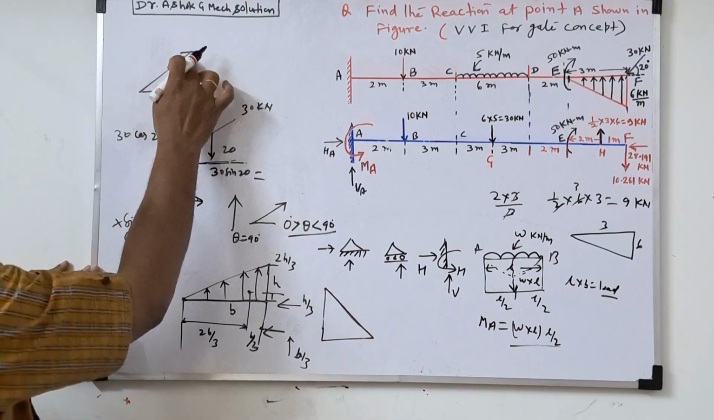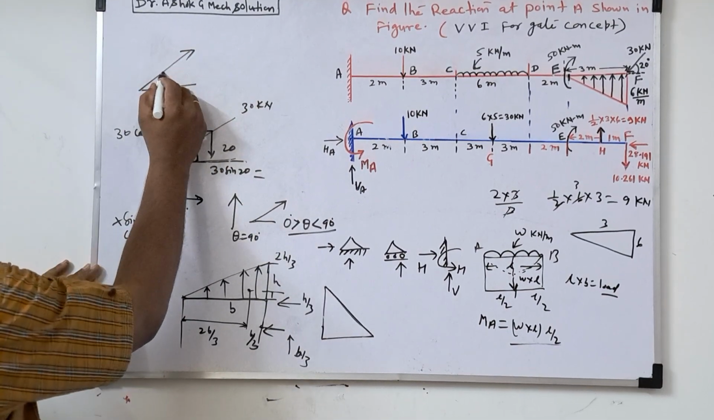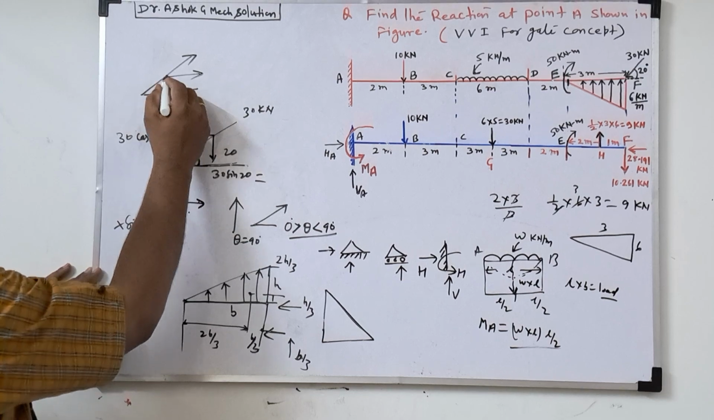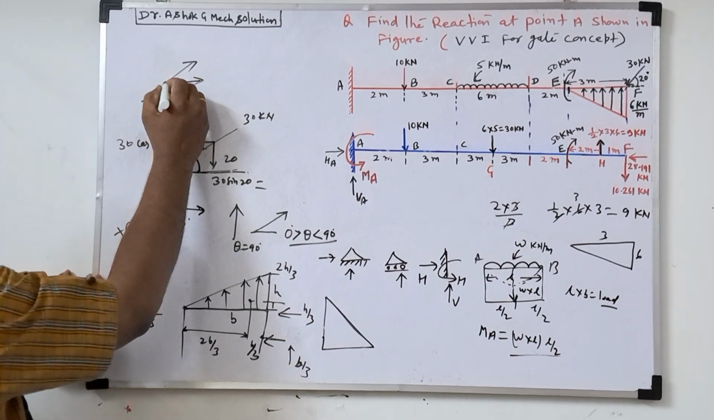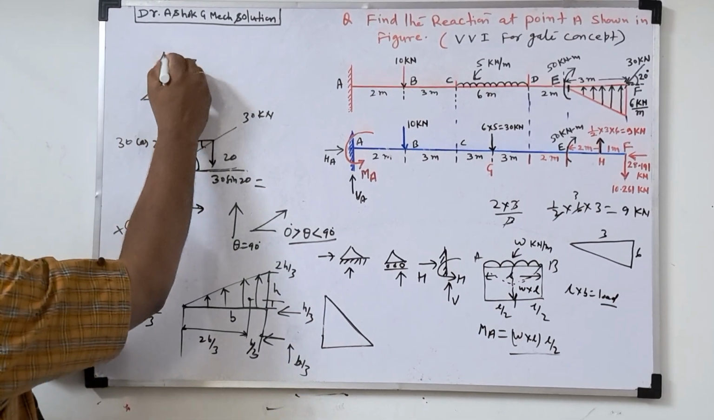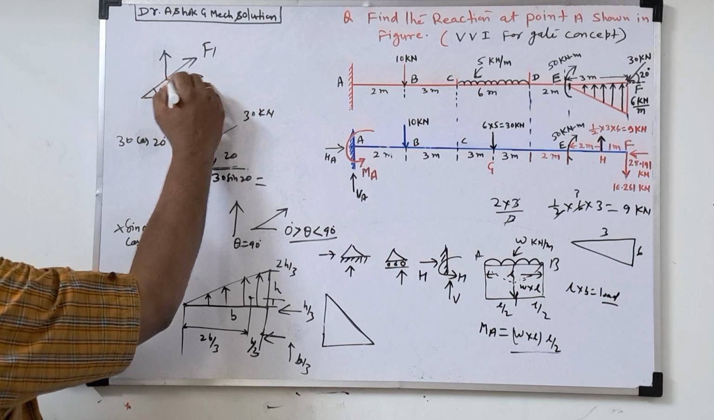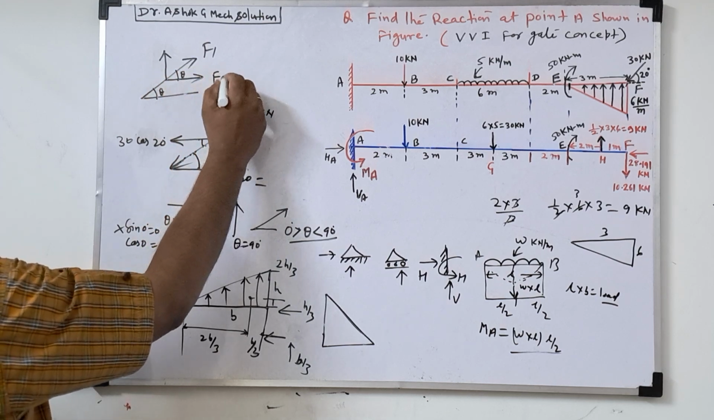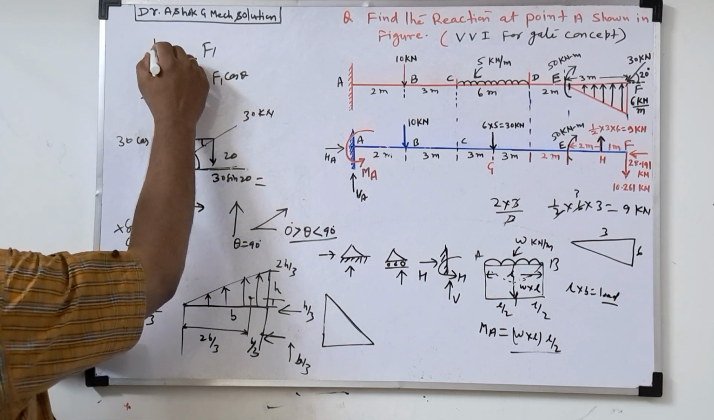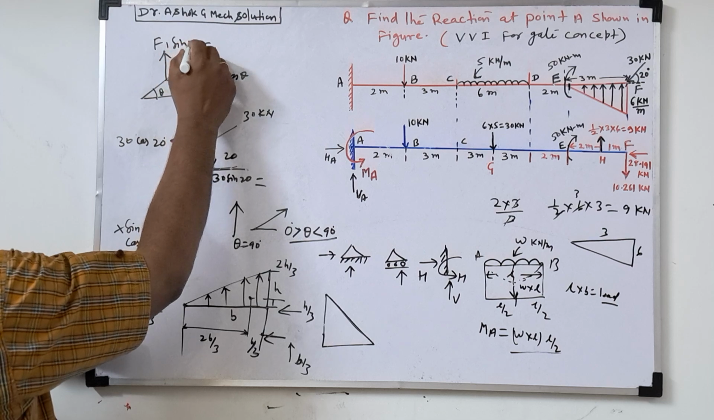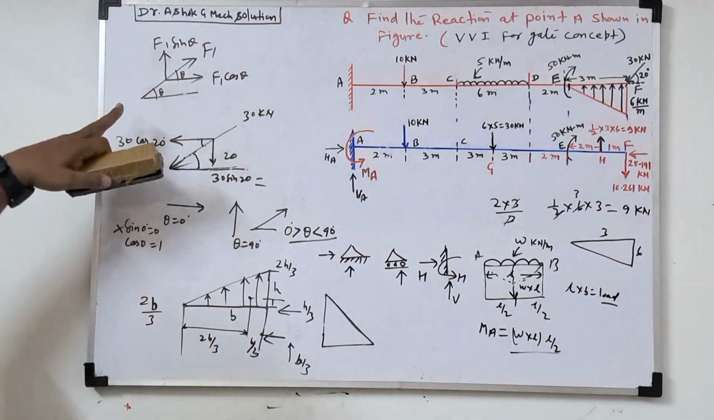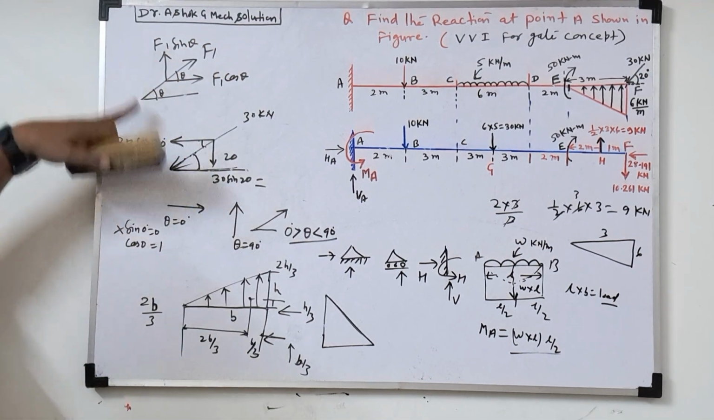Suppose these directions will be like this. Then how to resolve? See the direction. Draw the same direction with respect to horizontal, one horizontal line, and from this a mutually perpendicular. Suppose this is F1, this is theta, this is also theta. So this is F1 cos theta, and this is F1 sin theta. This is the way to resolve inclined forces, like this direction or this direction.